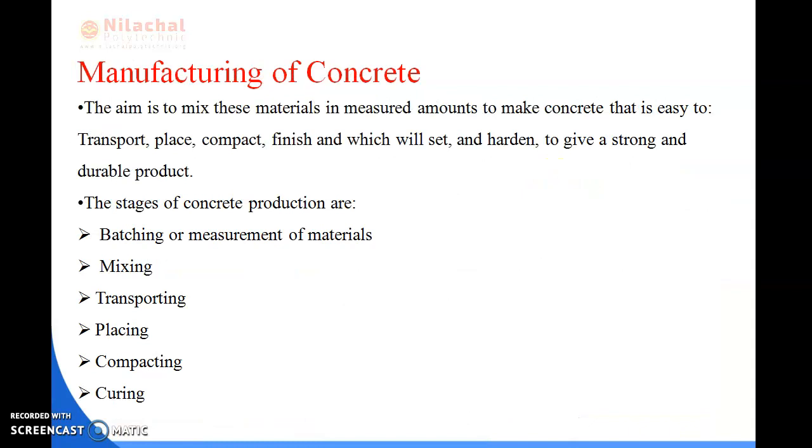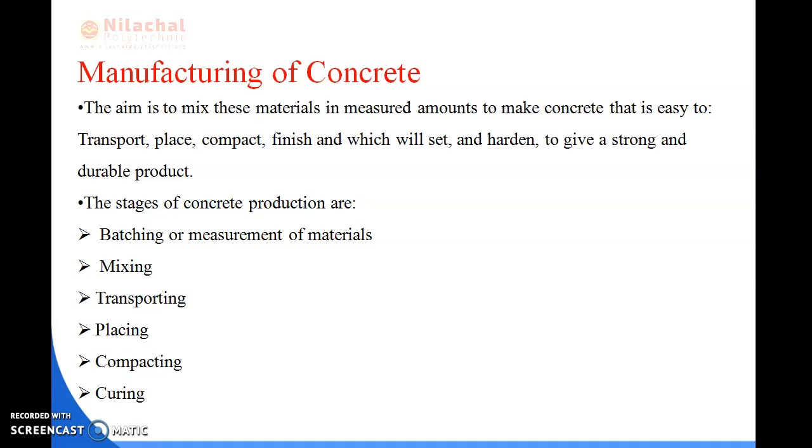And next we have already discussed the manufacturing of concrete. So how do we prepare concrete? Before preparing concrete we have to mix all the materials in a measured amount. After that we have to transport it from one place to another. Then we have to compact the concrete. After that the curing method is done. So these are the methods by which the concrete will set and harden to give a strong and durable product.